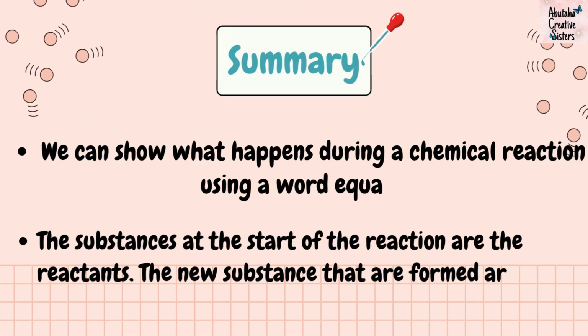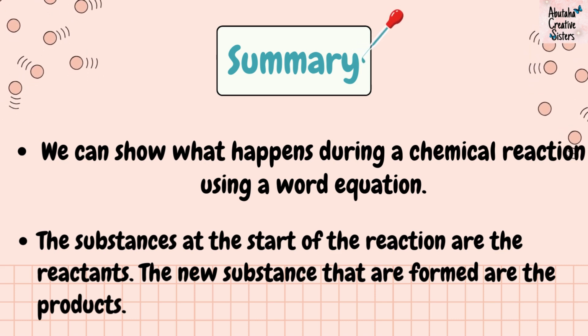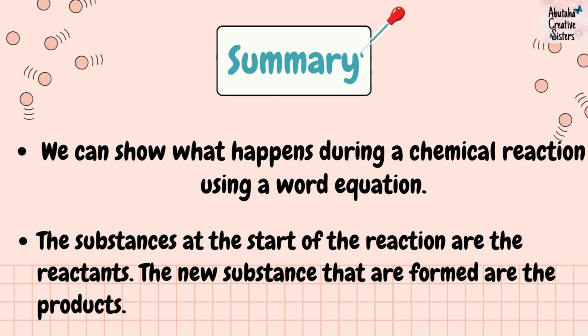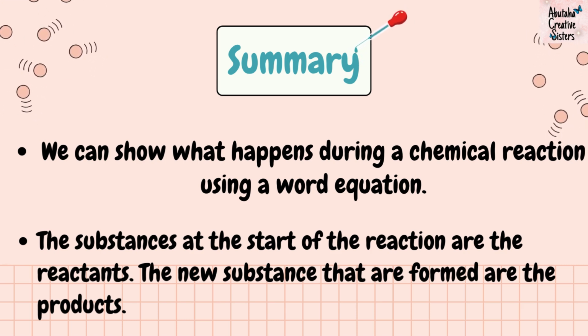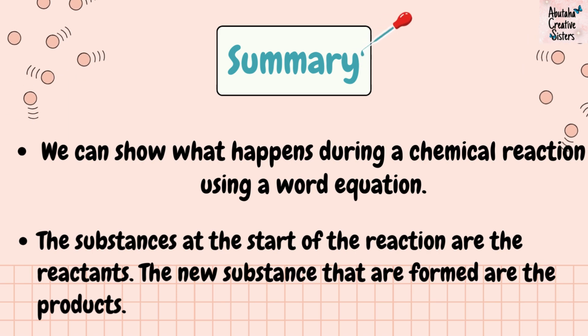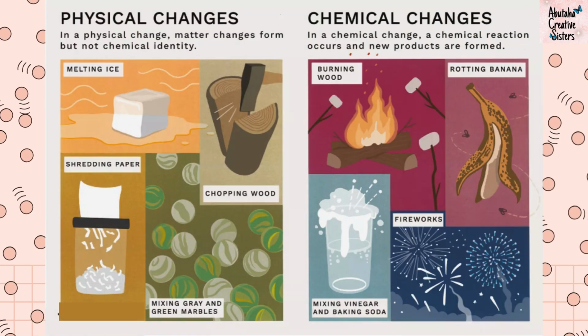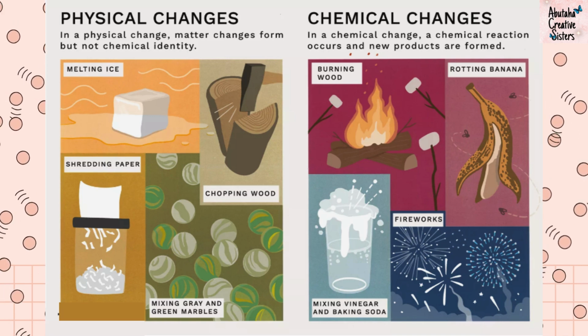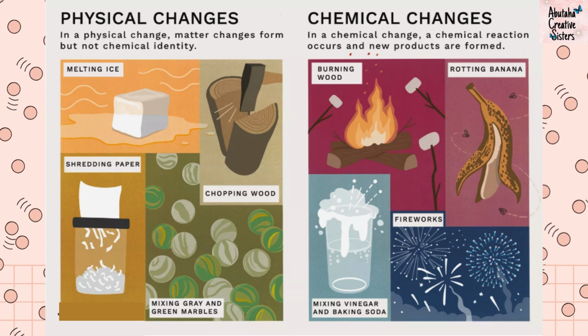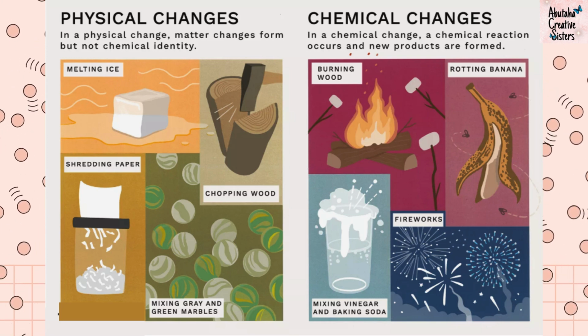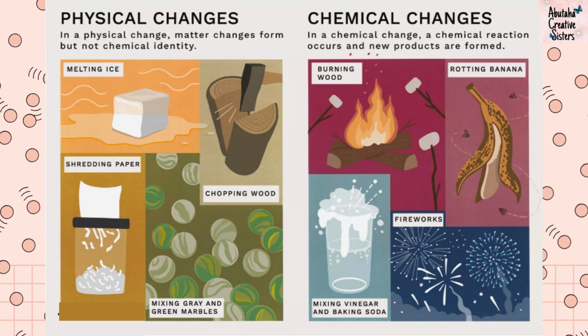Summary. We can show what happens during a chemical reaction using a word equation. The substances at the start of the reaction are the reactants. The new substances that are formed are the products. Physical change. In a physical change, matter changes its form but not its chemical identity. Chemical change. In a chemical change, a chemical reaction occurs and new products are formed.